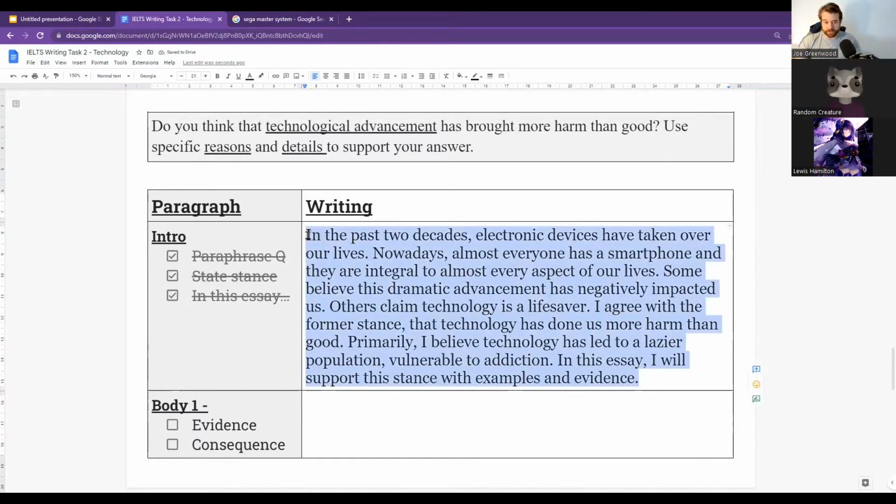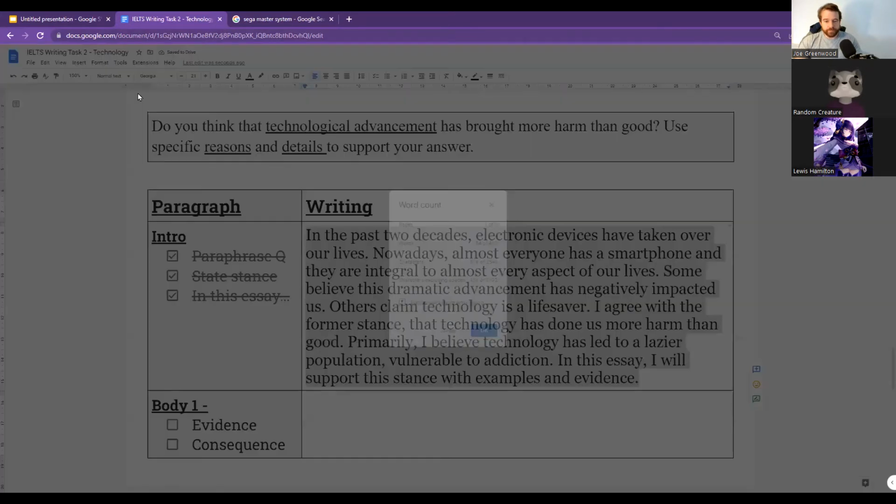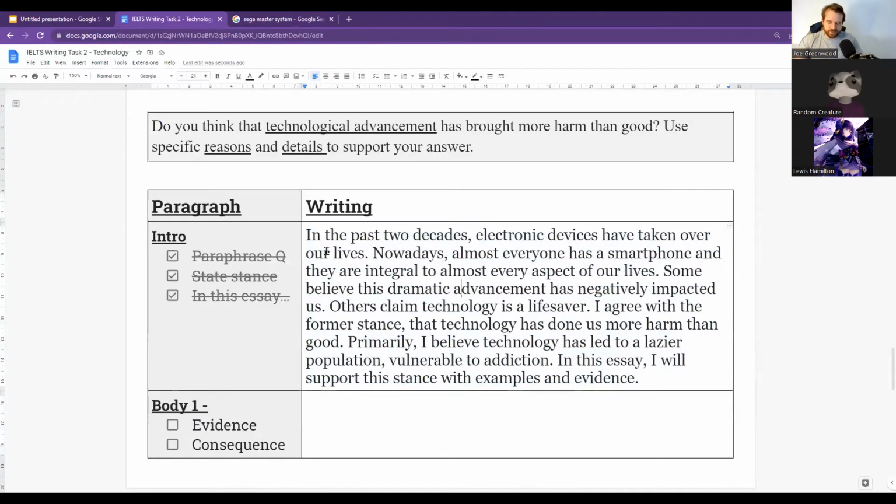Very simple introduction. Okay, how many words is this? This introduction is 84 words. Okay, this is about right. You could write a little bit less or a little bit more, as long as you do all these three things. Okay, so body one, body paragraph one.